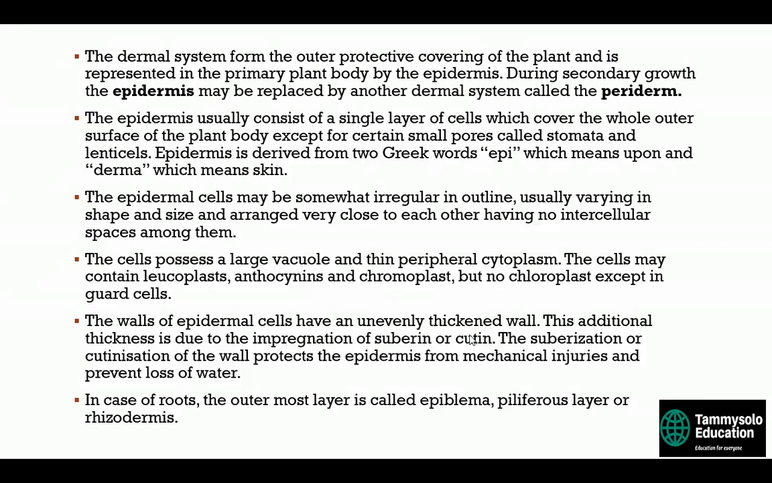The walls of epidermal cells are unevenly thickened. This additional thickness is due to the impregnation of suberin or cutin. I showed you the cutin, right? The suberization or cutinization of the wall protects the epidermis from mechanical injuries and prevents loss of water from the plant. In the case of roots, the outermost layer is called epiblema, piliferous layer, or rhizodermis. So please note these differences in terms of the covering of the shoots and the roots.